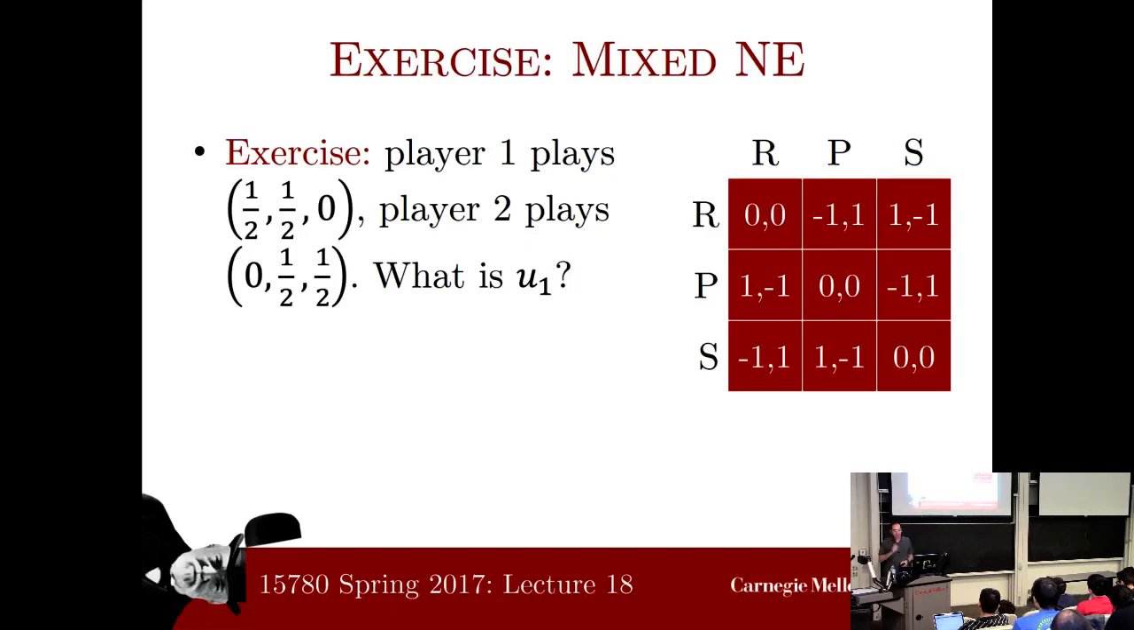So let's say that player 1 plays the mixed strategy 1/2, 1/2, 0, which means it's playing row 1 with probability 1/2, so rock with probability 1/2, row 2 with probability 1/2, so paper with probability 1/2, and scissors with probability 0. So it's 1/2, 1/2, 0. Player 2 is playing 0, 1/2, 1/2, so he's randomly choosing between paper and scissors. And the question is, what is the utility of player 1, the row player, when they play this strategy profile? That's a question to you guys.